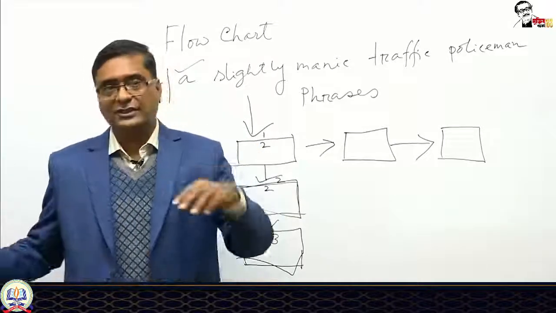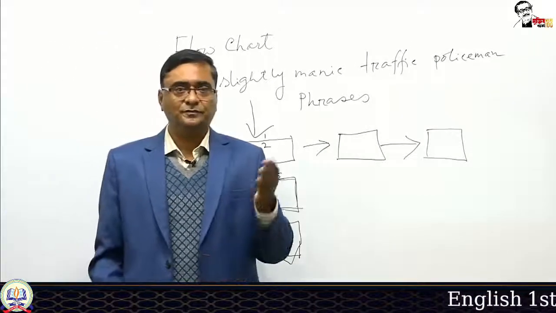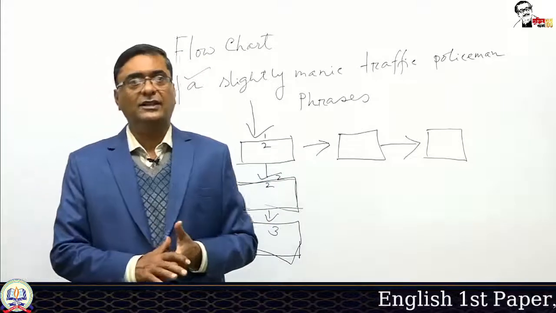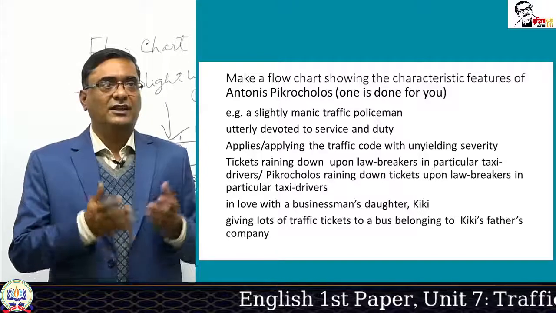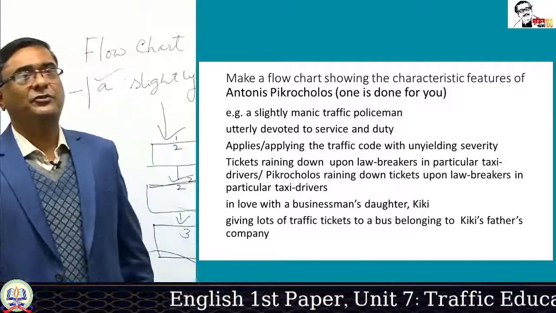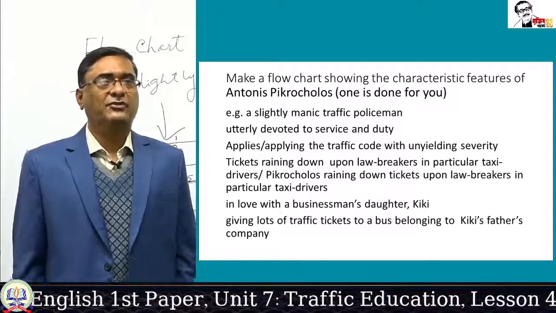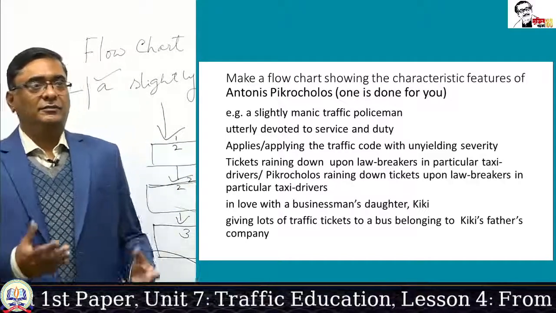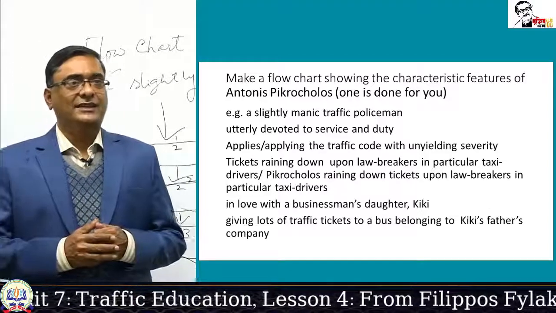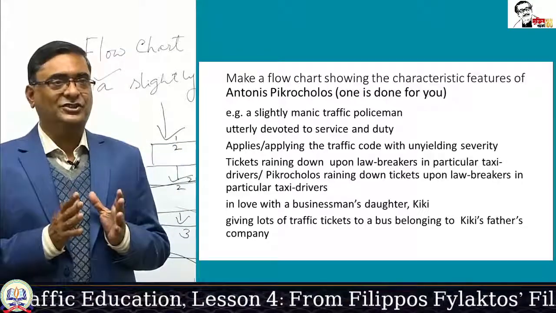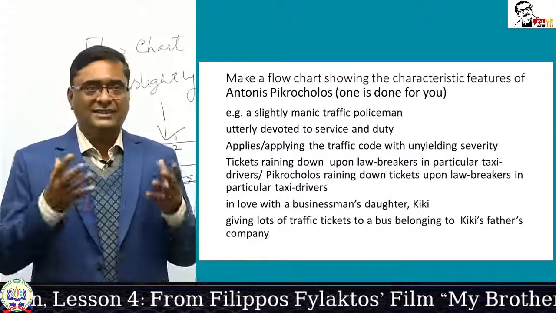So dear students, let's go back to our slide so that I can use the example of today's flowchart. We are going back to the slide. We can see how I prepared this flowchart. Now, look at this one. The question is, make a flowchart showing the characteristic features of Anthony's Pycroft. One is done for you. Now, look at the example that I have used, the slightly manic traffic policeman. I am telling you again that this passage is not that suitable for flowchart writing practice, but still I have used it.